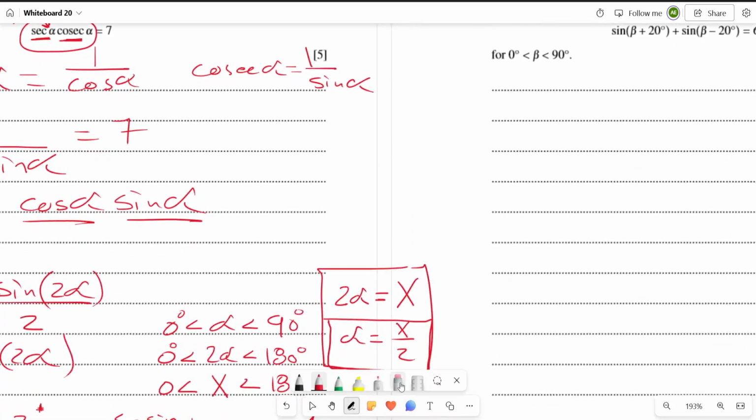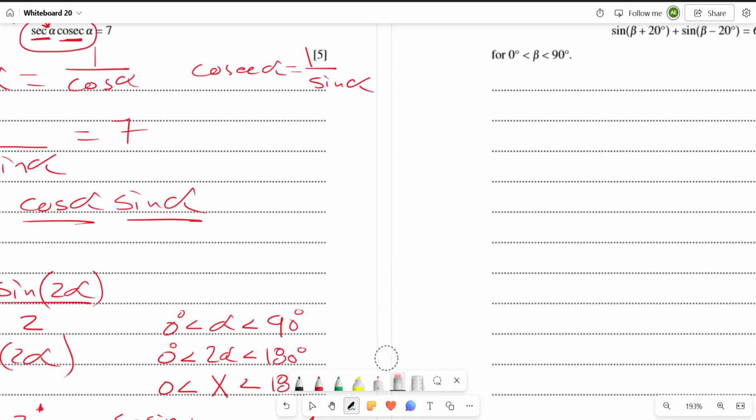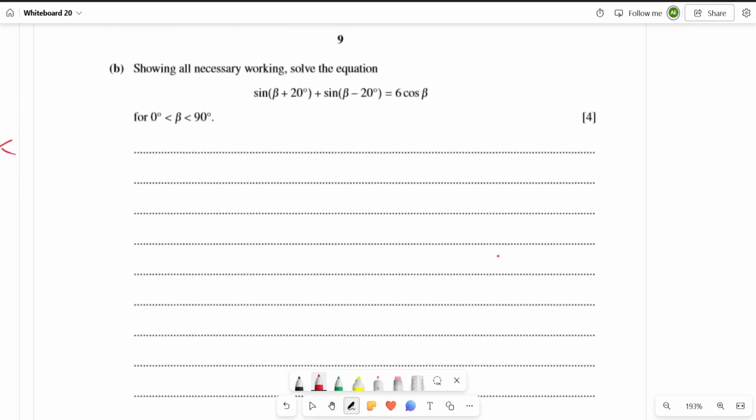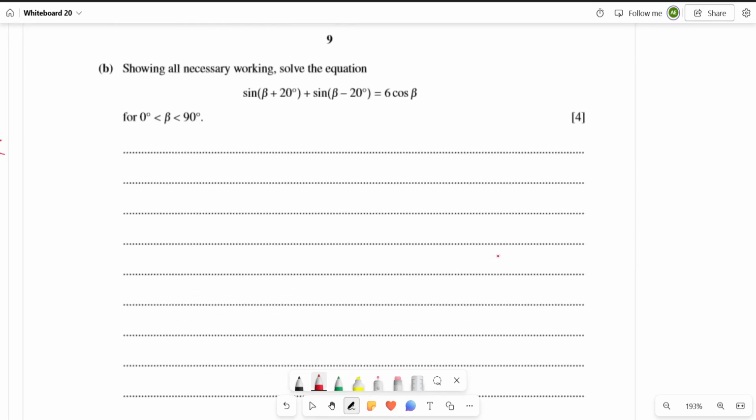I can just erase this part over here. Okay, let's try. It's a similar idea, so I like to have lots of ideas of the same type in one video, so you guys have more practice. This question again tells me solve for b, but for this equation over here, sine b plus 20 plus sine b minus 20 equals 6 cosine b, and for this range over here.